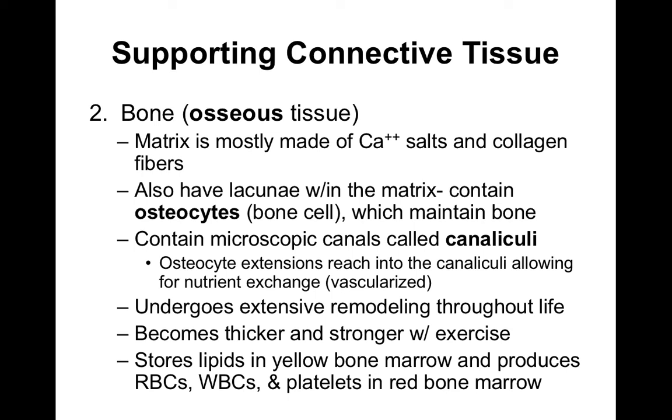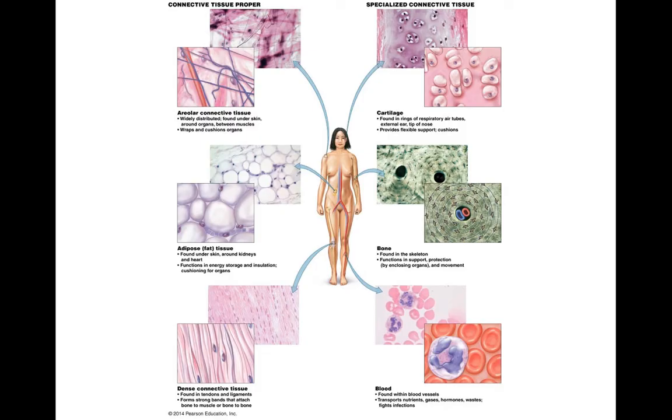The bone undergoes remodeling throughout the entire life. It stores lipids, and it makes red blood cells, white blood cells, and platelets. And here you can see examples of all of these. Here's connective tissue proper, areolar connective tissue. I like thinking of areolar connective tissue as having lots of air, even though it's not air, it's ground substance, but it looks like upon micrograph inspection that there is more air or space in there. It's ground substance and it serves a purpose.